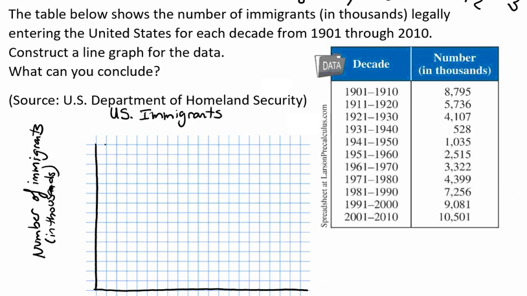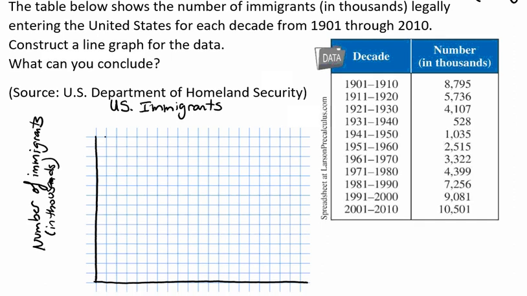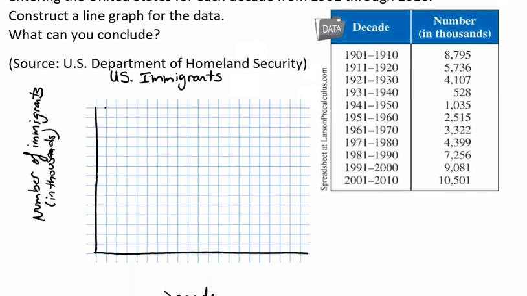So here in our example, we're given this table that shows the number of immigrants in thousands legally entering the United States for each decade from 1901 through 2010. This is where we're going to be constructing our line graph for the data, and then we're going to come to a conclusion here. So let's just go ahead and scoot up a little bit so we have some room.